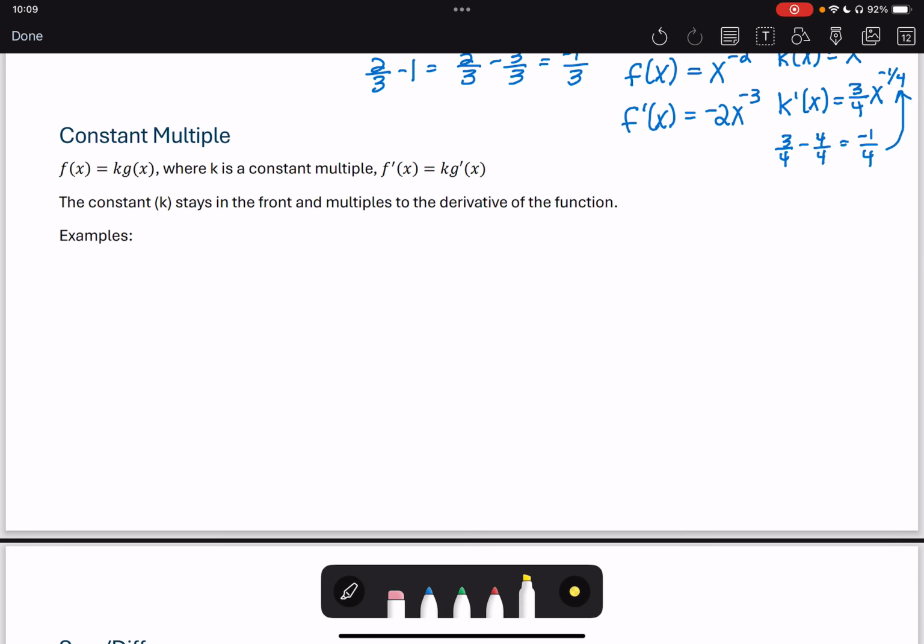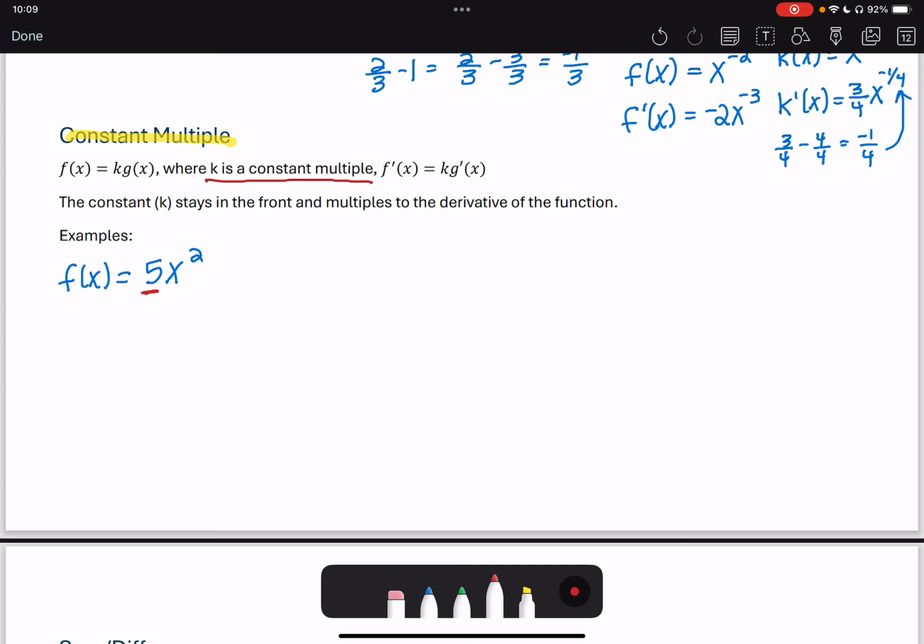So this is constant multiple. This is when you have a number out front that's multiplying to the function. So that's what they're talking about. k is a constant multiple. So let me give you an example here. It's always easier when you can just see one. So let's say we have f of x equals 5x squared. Okay, now our k value here is this 5. It's that number that's being multiplied to that x squared.